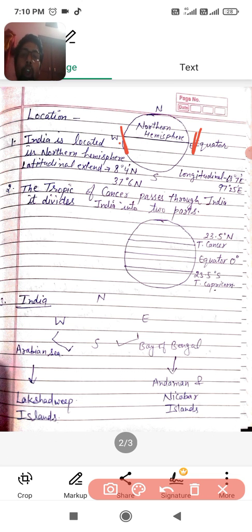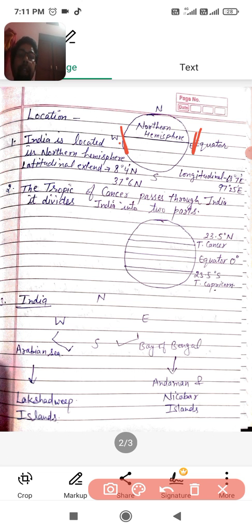After that, the Tropic of Cancer passes through India. It divides India into two parts. So you know that there are three major imaginary lines or major latitudes on the globe. First one is the equator, second one is the Tropic of Cancer, and third one is the Tropic of Capricorn. You know that in the northern hemisphere, the Tropic of Cancer is the major latitude, and the latitudinal value of the Tropic of Cancer is 23.5 degrees north, and this line passes through India.